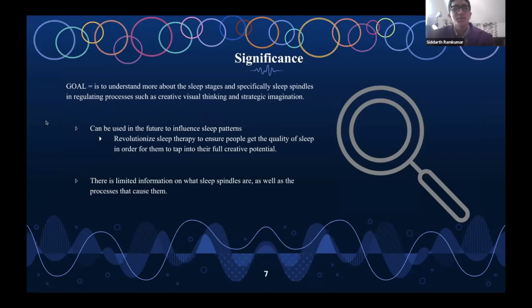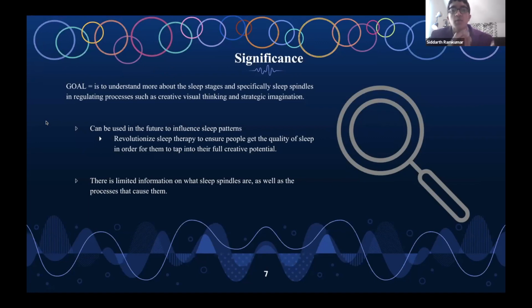Okay, so why are we even doing this? Well, this research study aims to understand more about the sleep stages, and specifically sleep spindles, in regulating processes such as creative visual thinking and strategic imagination. There is hope that in the future, this information can be used to influence sleep patterns, as well as revolutionize sleep therapy to ensure people get the best quality of sleep that best ameliorates their abilities in mental processes, functioning, and more. As of now, there's very limited information on what sleep spindles are, as well as the processes that govern them.